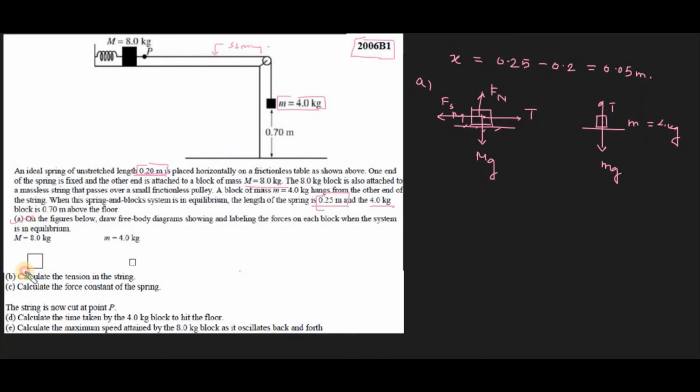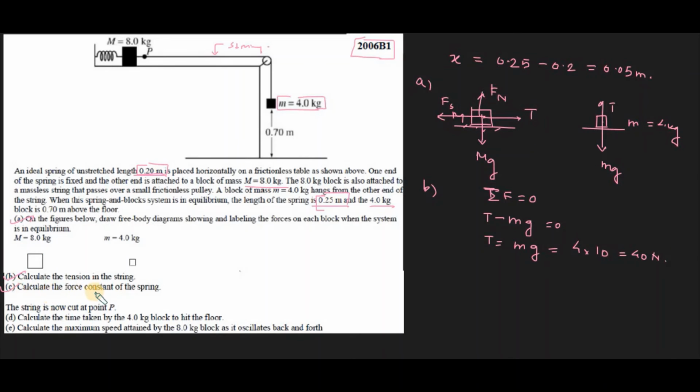For the second part, B, calculate the tension in the string. To find out the tension in the string, we can concentrate on the 4 kg block. Since it is in equilibrium condition, we can say summation of F equal to 0. The net force exerted in the system is 0, which means the tension T minus mg should be 0. From there we can say T equal to mg, which is 4 times g, with g as 10, so we can consider that is 40 Newton.